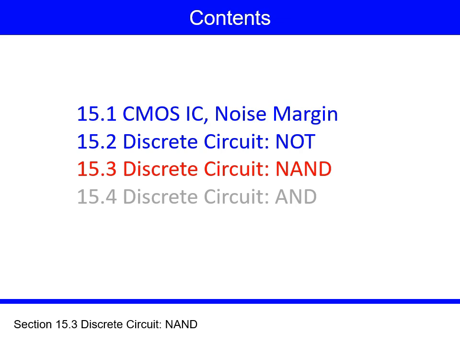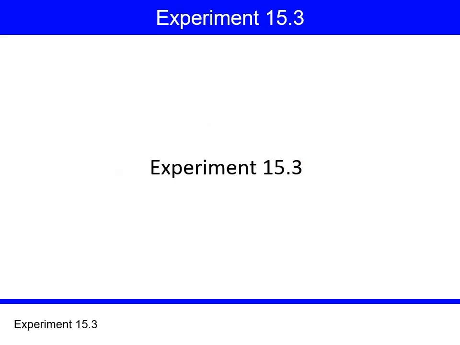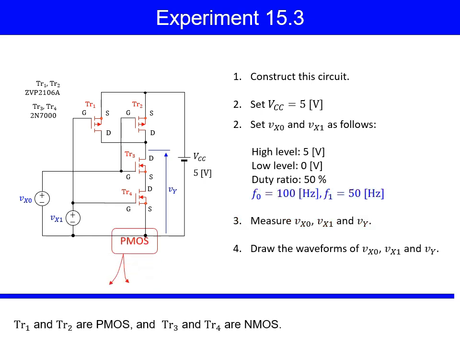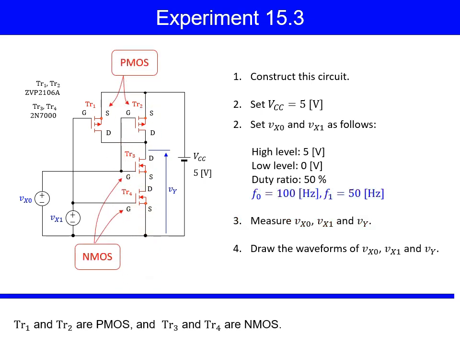Section 15.3. Discrete Circuit, NAND. Experiment 15.3. Pause the video, and follow the instructions. This is to test a NAND circuit that consists of discrete elements. TR1 and TR2 are PMOS, and TR3 and TR4 are NMOS.